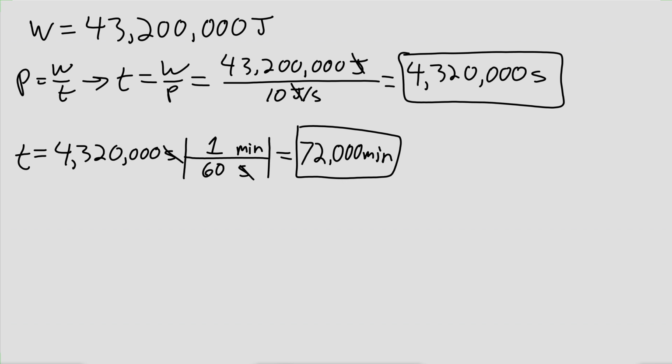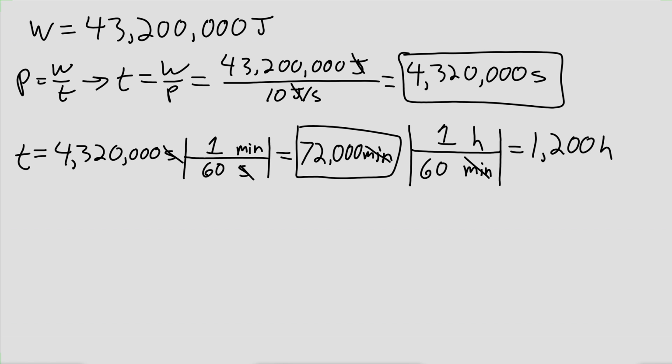Now I want to turn minutes into hours. So I need more field goal posts. I had minutes on the top. That means I want minutes on the bottom. And I want hours on the top. I know that 60 minutes is the same thing as 1 hour. So 72,000 minutes times 1 hour divided by 60 minutes. Again, minutes is going to go away. This is going to give me 1,200 hours.